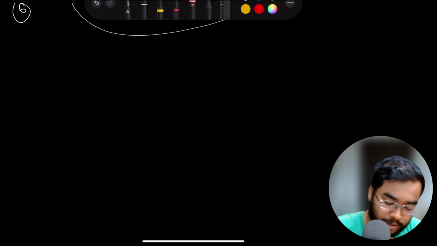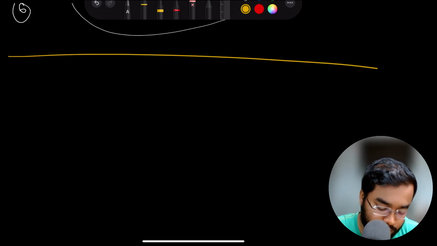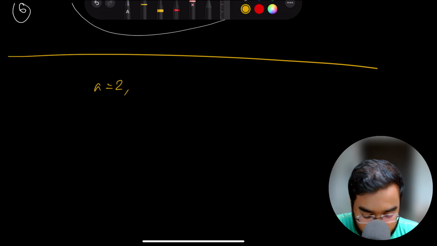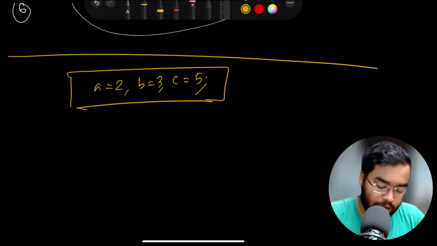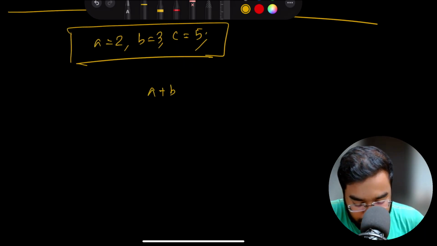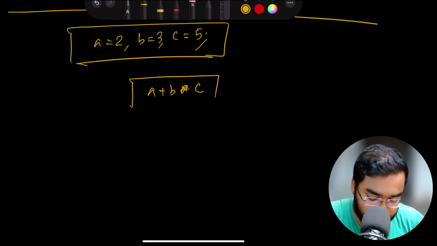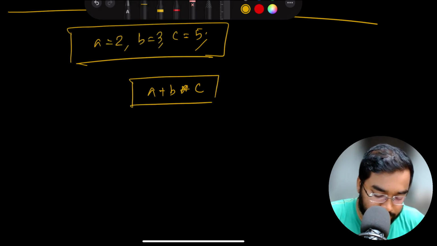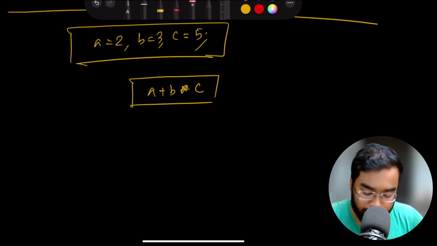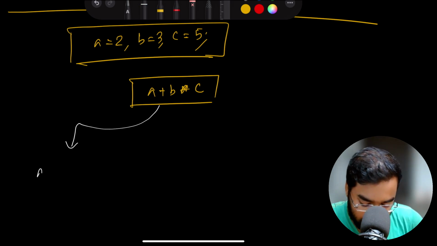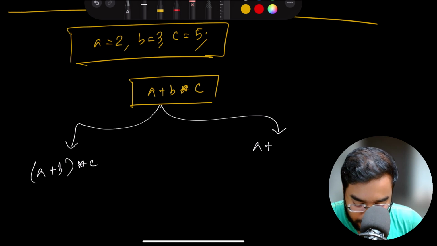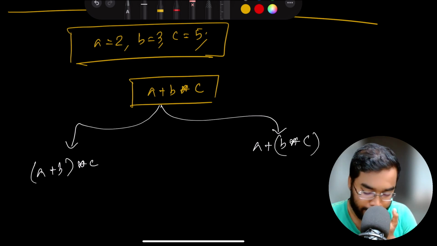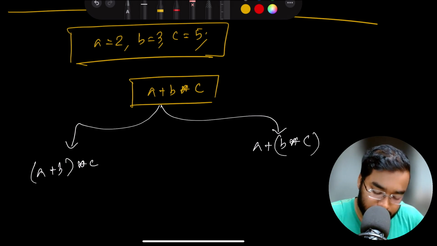Okay, now let's talk about a scenario. For example, if I write A equal to 2, B equal to 3, and C equal to, for example, 5. Now, if I write A plus B asterisk C, this is the expression, then what would be the answer? The answer would be of two types, obviously. Either it is A plus B whole asterisk C, or it is A plus B asterisk C. Any of the two, because obviously there are two operators.